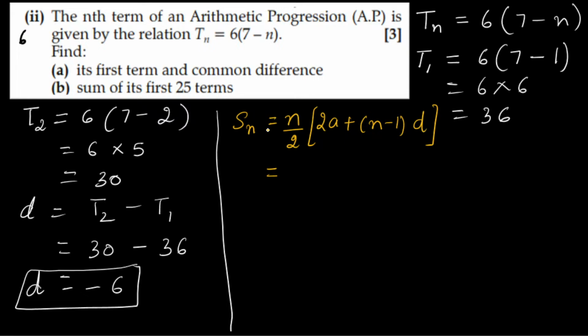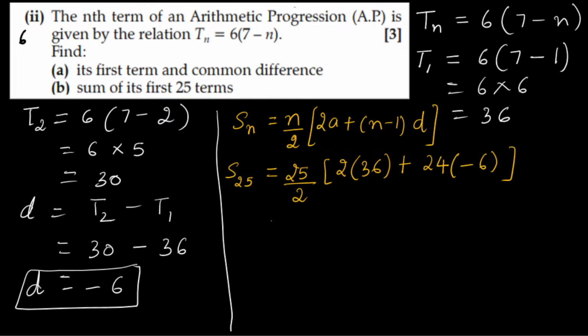So we have to find S25. The sum of 25 terms is S25. So at n's place I am writing 25. So it is 25 by 2 into a, a is 36, plus n minus 1. n is 25, 25 minus 1 is 24. d is minus 6. Okay, just tell me their answers.